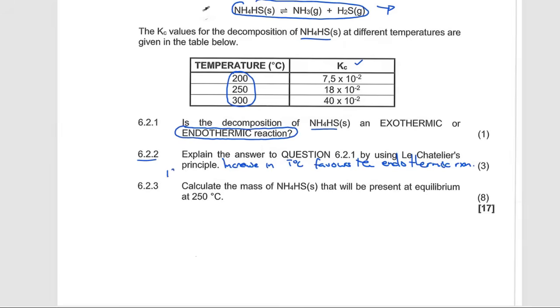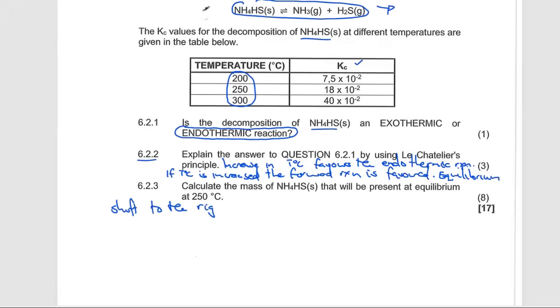So if temperature is increased, the forward reaction is favored, okay? So now, how does the equilibrium shift? The equilibrium shifts to the right, increasing the products, right? So the equilibrium shifts to the right.